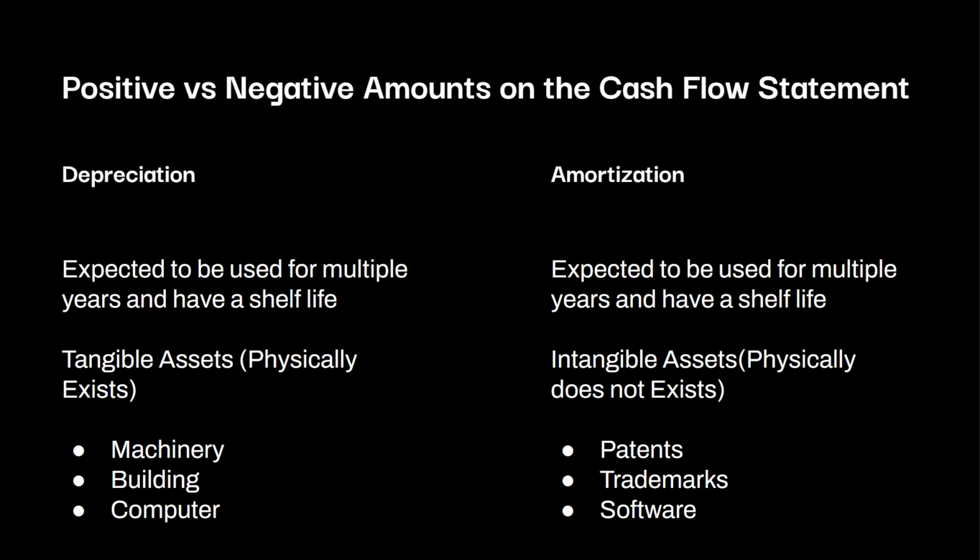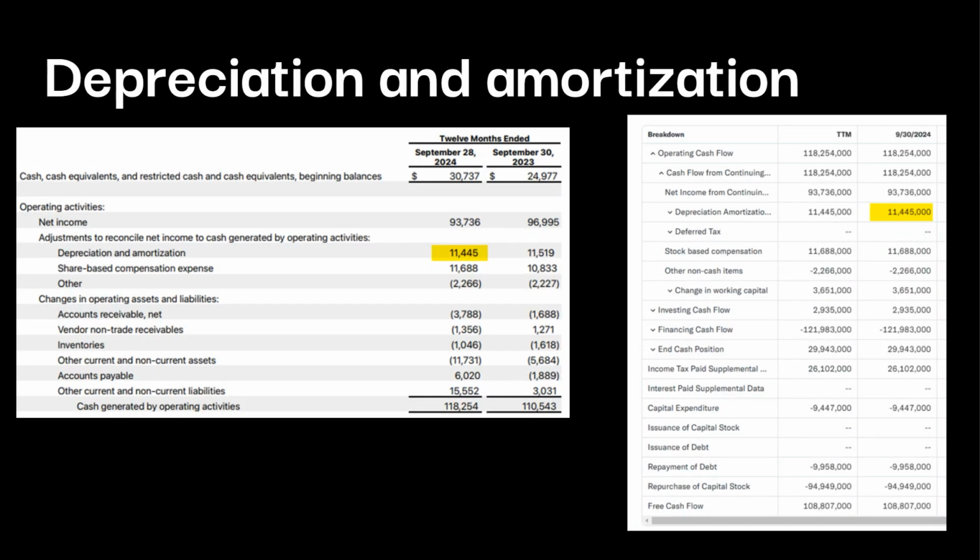Amortization on the other side is the same as depreciation, expected to be used for multiple years and have a shelf life, but this deals with intangible assets. Physically, it does not exist. Technically, you have patent papers or trademarks, but think about it in terms of software. That is going to be towards amortization, where depreciation is a physical asset. Hopefully that makes sense. All right, now we're going to take a look at how these are lumped together. So you can see our next line. It says adjustments to reconcile net income to cash generated by operating activities. And we have 11,445. That is on both sides.